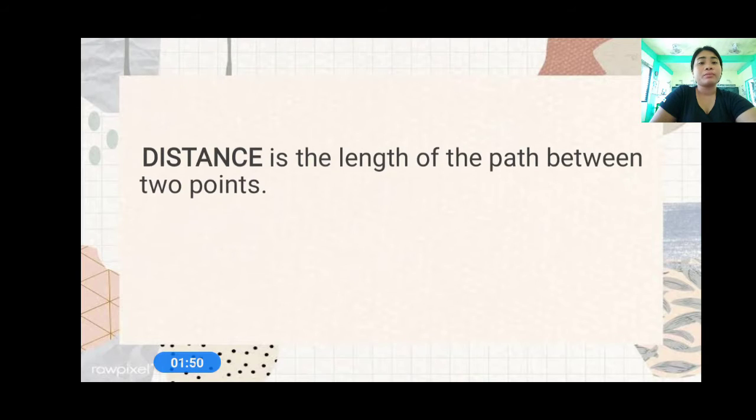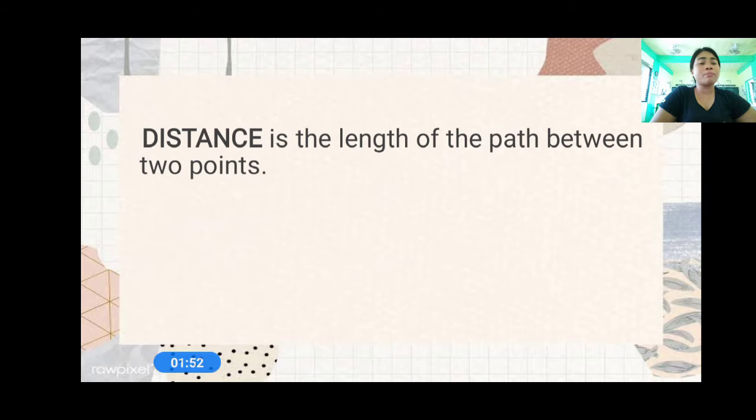Now, of course, before anything else, we have to know what is distance. When we say distance, this is the length of the path between 2 points. Altogether, what is distance? Very good. The length of the path between 2 points.